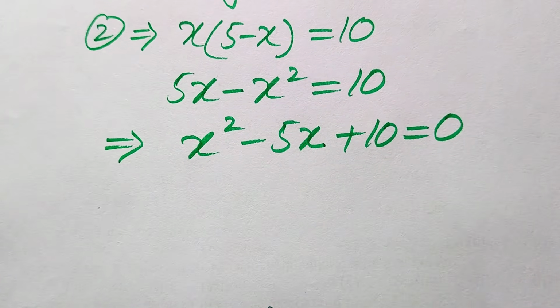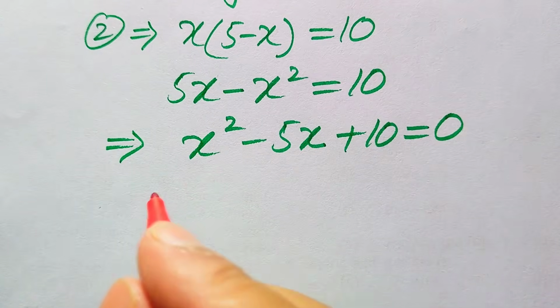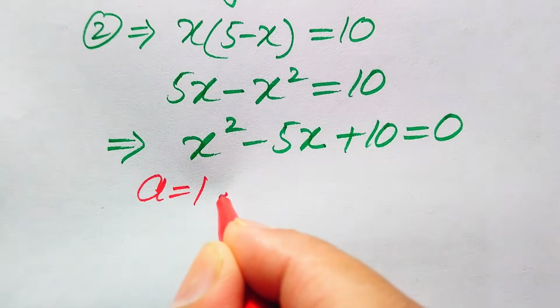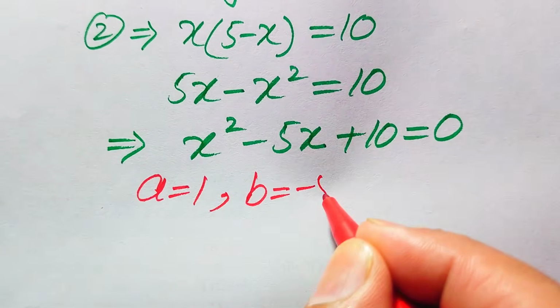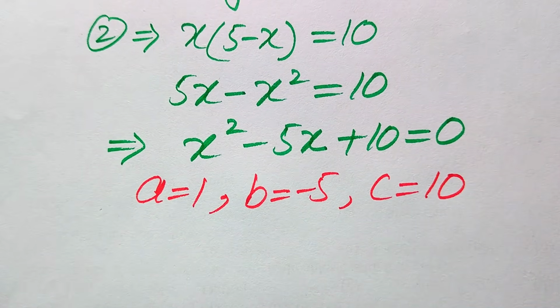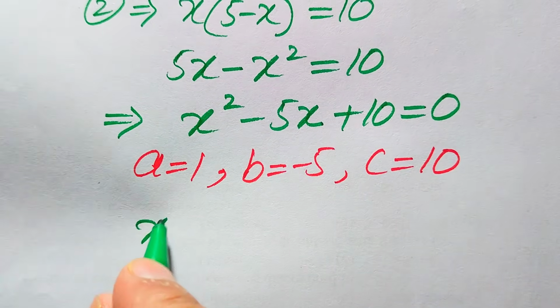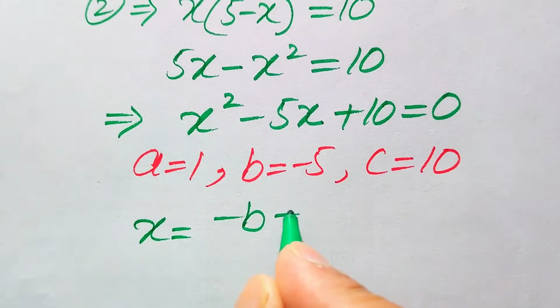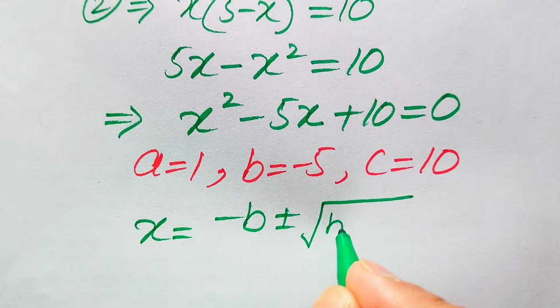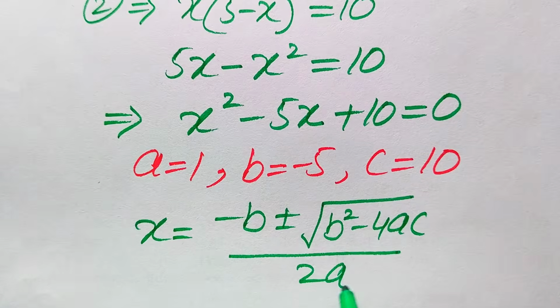Further, we need to solve this quadratic equation. For this we use the quadratic formula, and we write the coefficients of this equation: a is equal to 1, b equals minus 5, and c is equal to 10. We substitute all the values of a, b, and c into the quadratic formula. First we state the quadratic formula as x equals minus b plus minus square root of b square minus 4ac, divided by 2a.